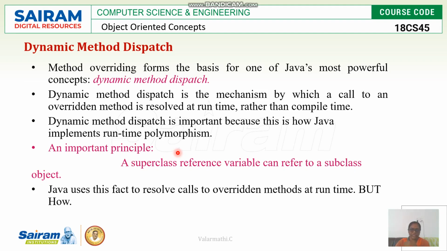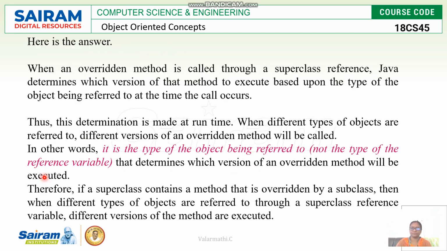Then dynamic method dispatch is another concept. Here method overriding forms the basis of one of Java's most powerful concepts, dynamic method dispatch. Dynamic method dispatch is the mechanism by which a call to an overridden method is resolved at runtime rather than compile time. It is important because this is how Java implements runtime polymorphism. An important principle to note here is that a superclass reference variable can refer to a subclass object.